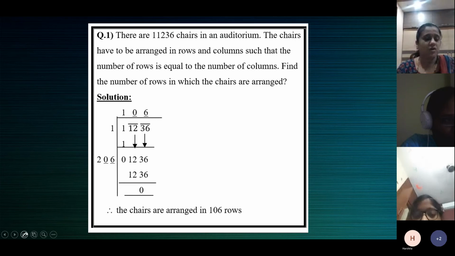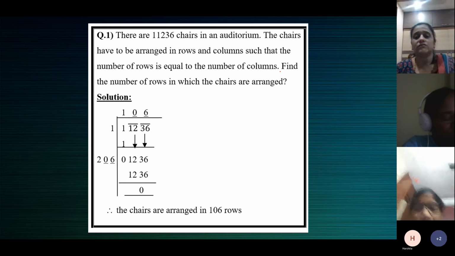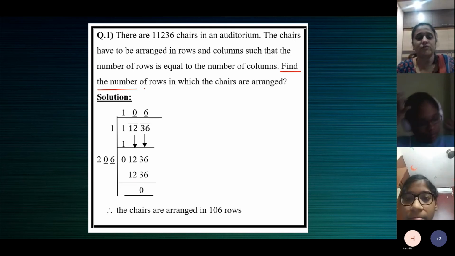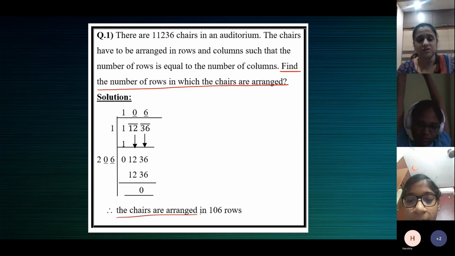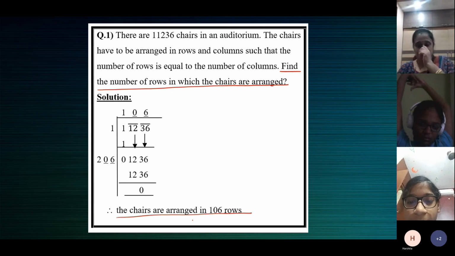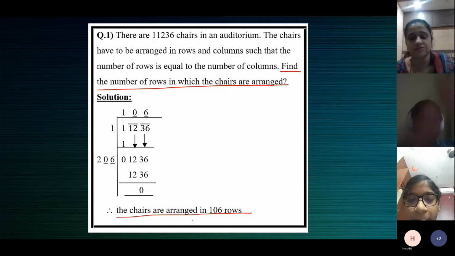So the question is, find the number of rows in which the chairs are arranged. Therefore, the chairs are arranged in 106 rows.